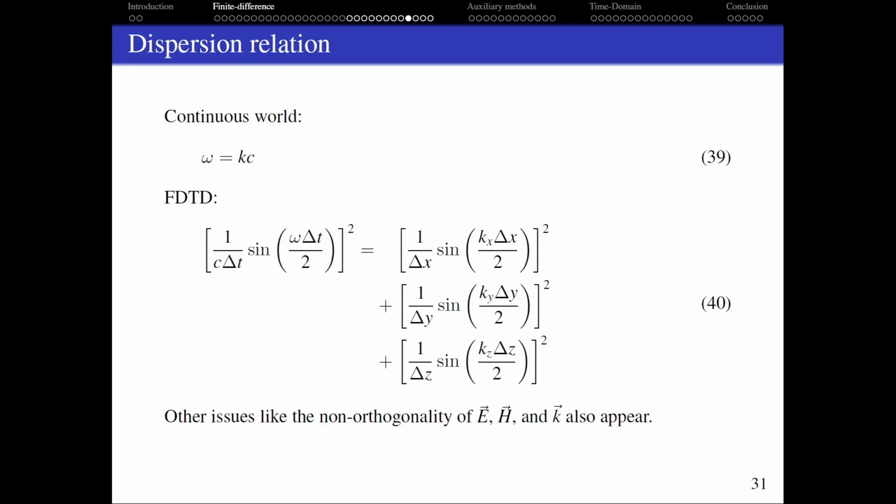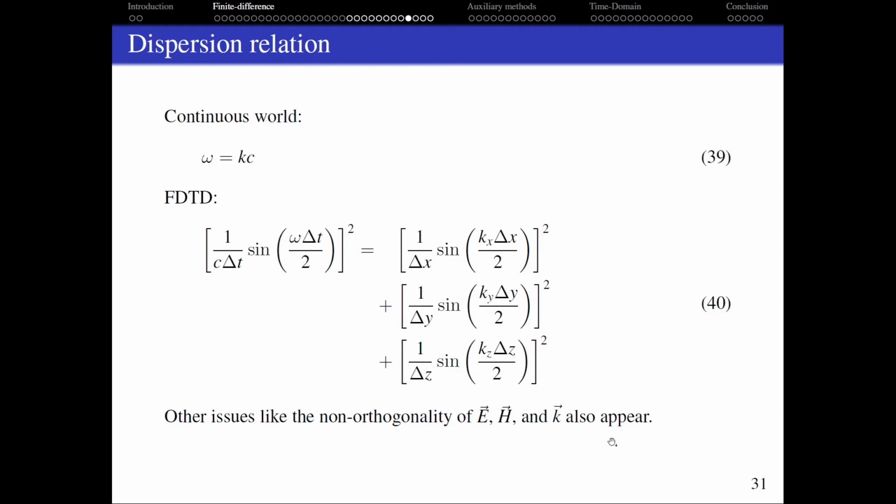This is more or less, let's say, general knowledge in FDTD. This is important to have this in mind, because we are not simulating actual space. We are simulating something that is very different due to the time and space discretizations.